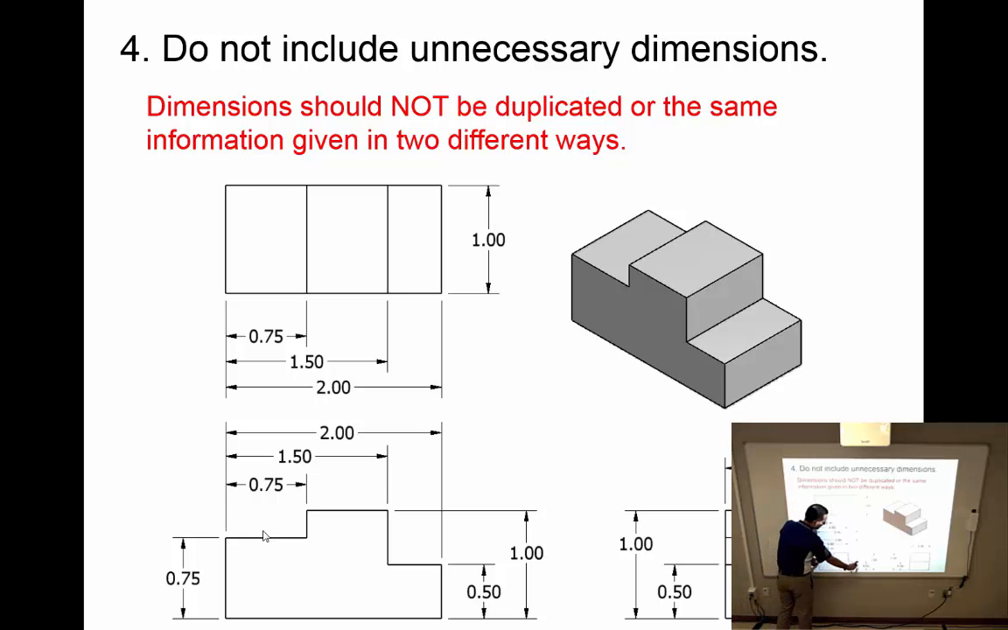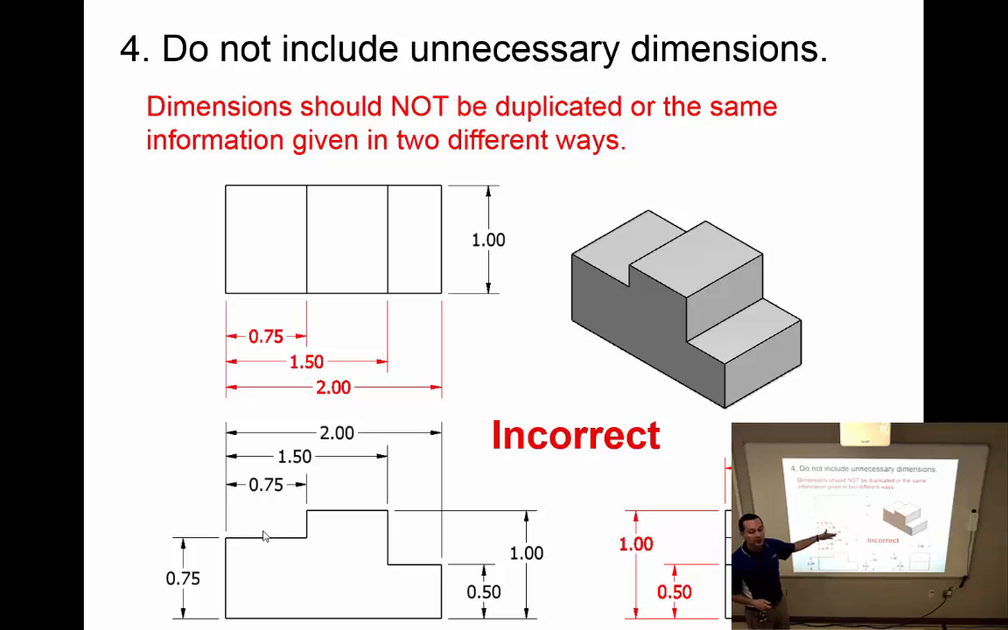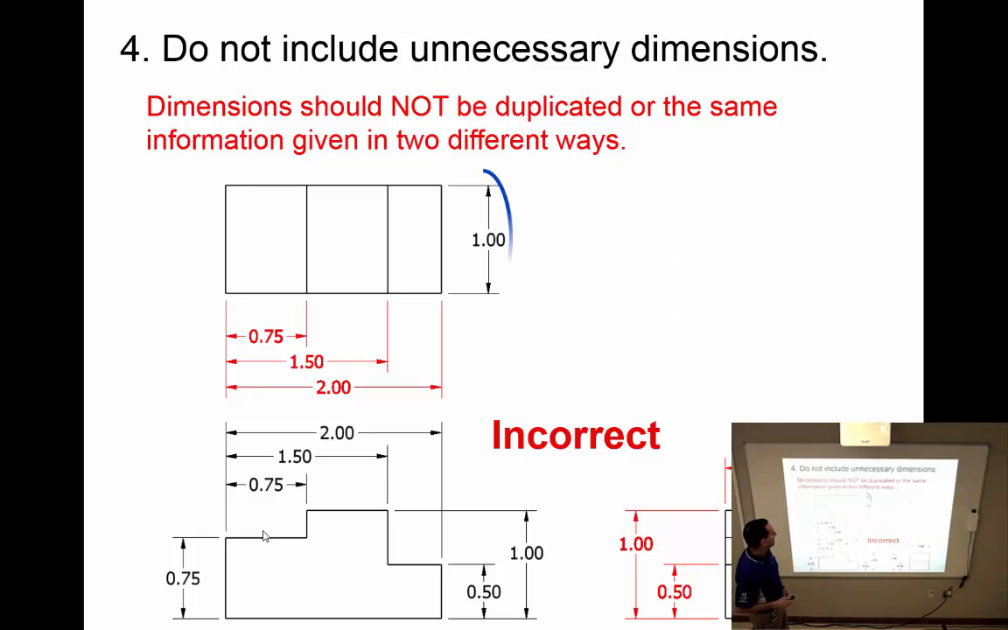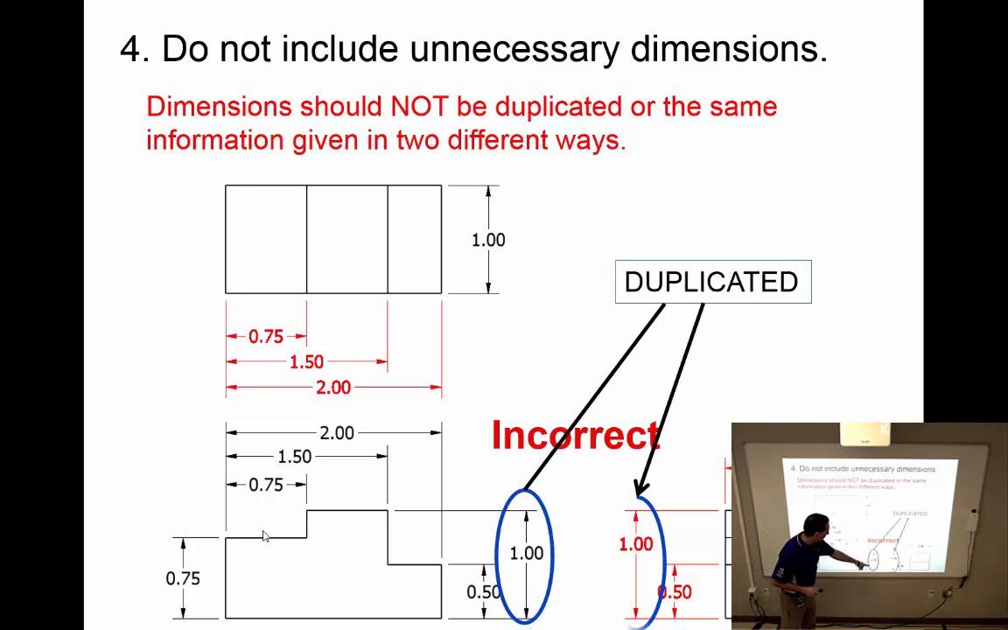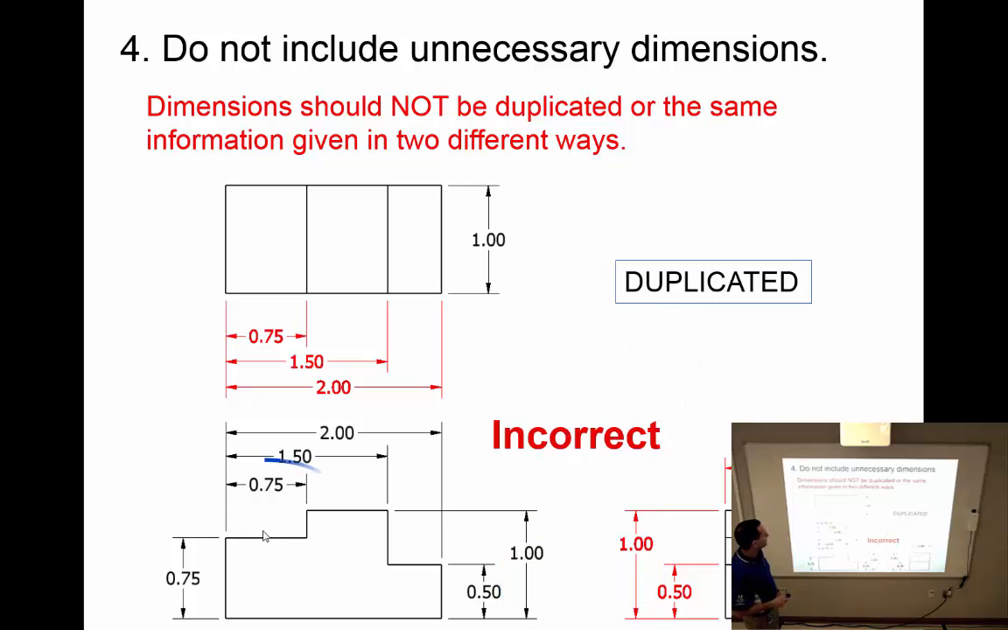So this front view has an overall width of 2 inches. Well, this top view is describing the same object. Do I need to show that the overall width, again, is 2 inches? No, it's the same information. So in this case, all dimensions in red have been shown somewhere else already on the drawing and can be eliminated, right? So it's showing this is duplicated with that. My overall height is duplicated with this one on that side.